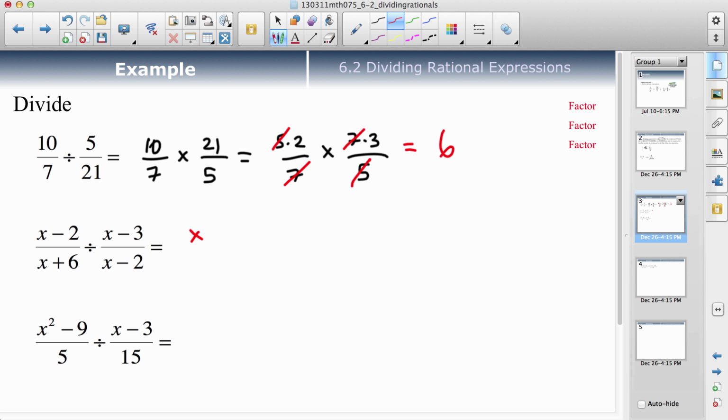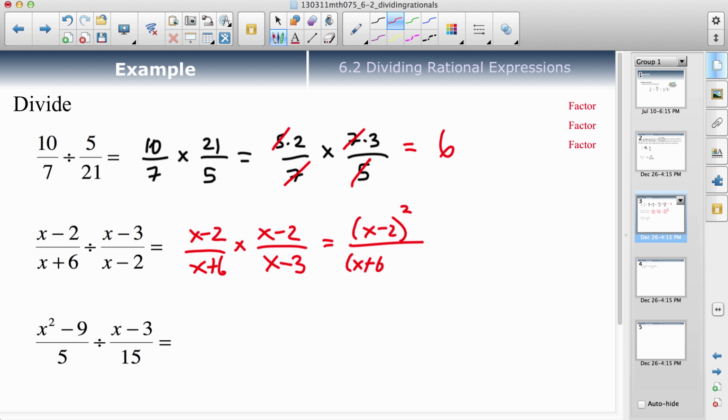Try this one. So I have x minus 2 over x plus 6. Leave that one alone. Change the divide to times. Flip this one over. So this would be x minus 2 over x minus 3. So I'm dying to cancel something here. I can't cancel these x's because of the minus. None of the terms are the same. I'd like to cancel these, but they're both on the top, so I can't. So I would leave this as x minus 2 times x minus 2, or x minus 2 squared, over x plus 6 times x minus 3. Alright, so that's as much as I could do with that one.